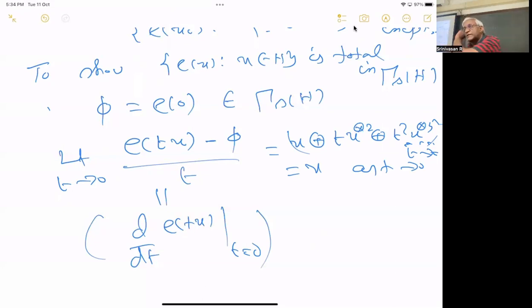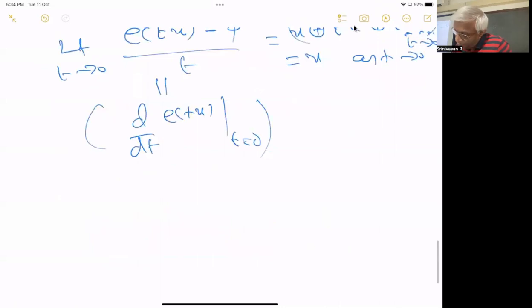So you know that the first particle vector space, you get it by differentiating. Now by differentiating n times, you should be able to get the nth particle vector space. But then you will only get u tensor n. From u tensor n, you have to get any finite symmetric tensor. Now, I am saying that you take E of tu, the same function.